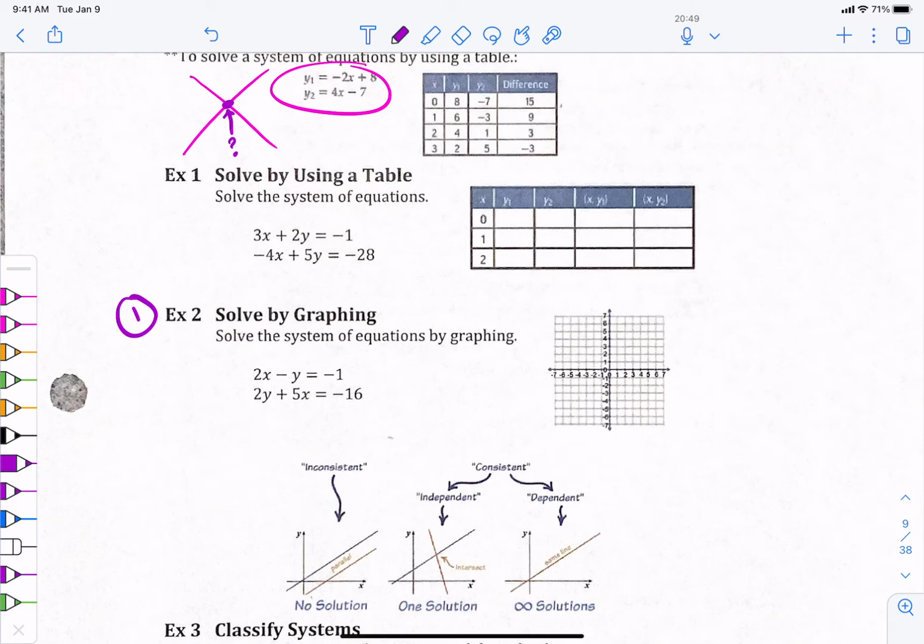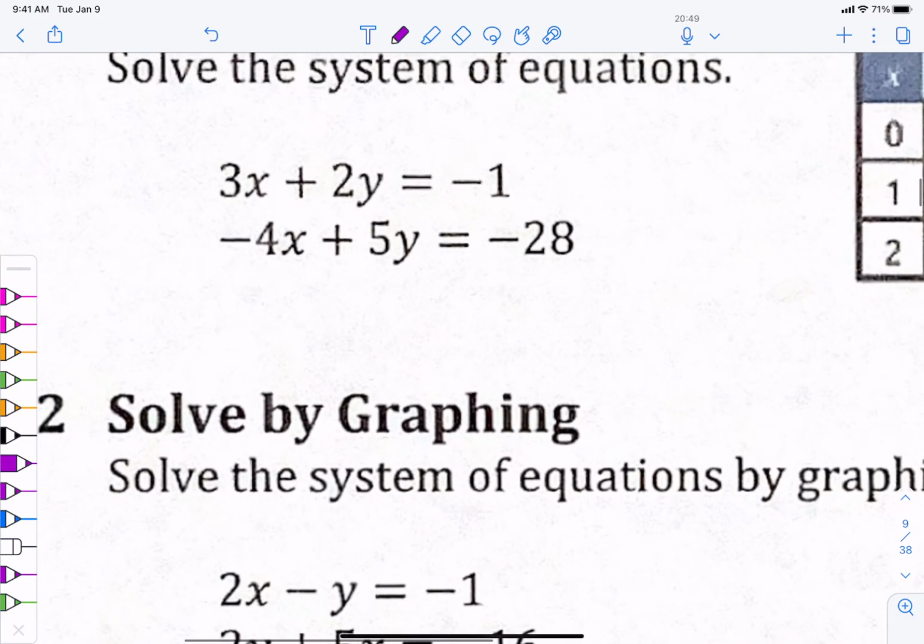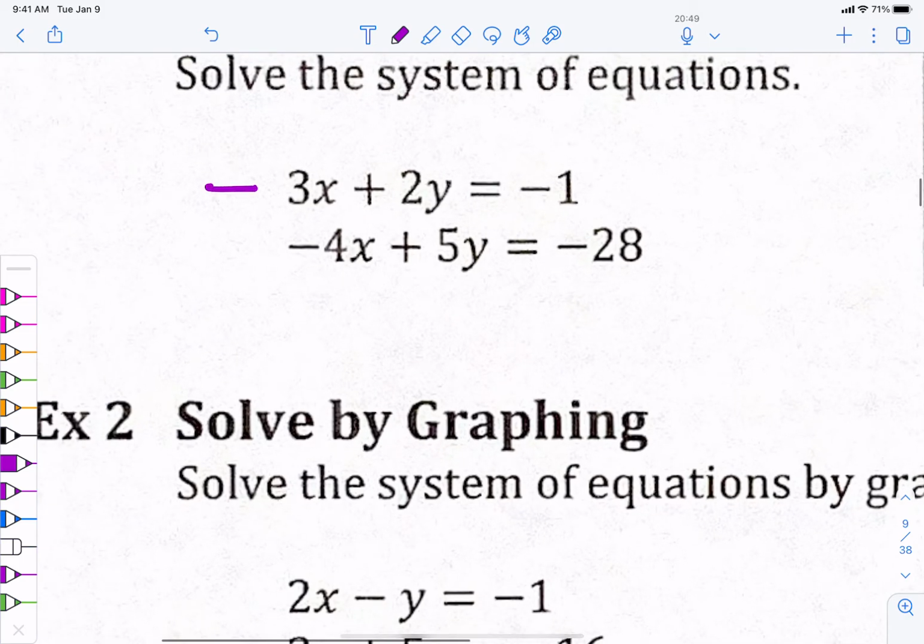All right, example one, solve by using a table. I don't know that I really want to solve by using a table. I'm going to alter the instructions here. Can I do that? Because we're big kids and we don't like plugging things in. We don't like solving for a table. So let's go ahead and solve this equation for y, and let's solve the second equation for y also. Let's get the y's by itself, and then we're going to graph, and then we're going to move on, okay?